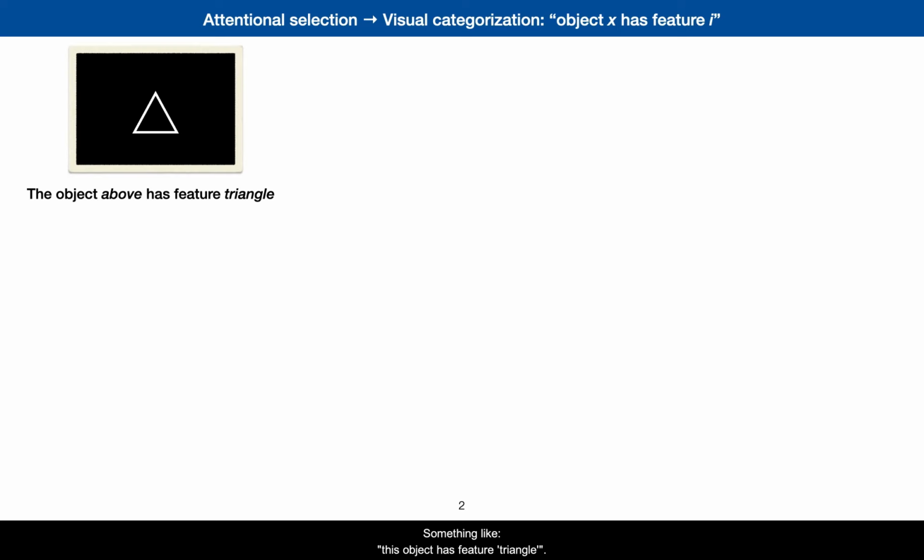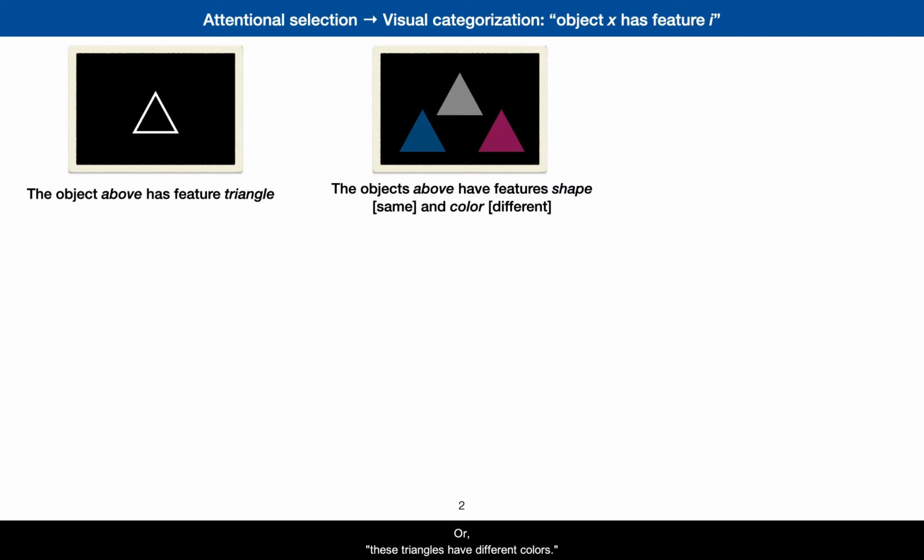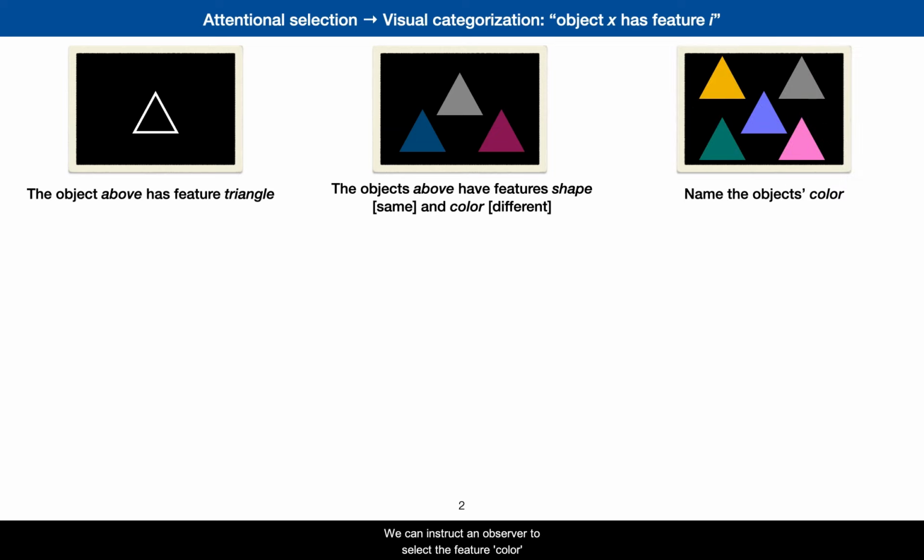Attentional selection can be understood as the process of doing visual categorizations of the form object X has feature I. Something like this object has feature triangle, or these triangles have different colors. We can instruct an observer to select the feature color by asking them to name each of the object's colors.